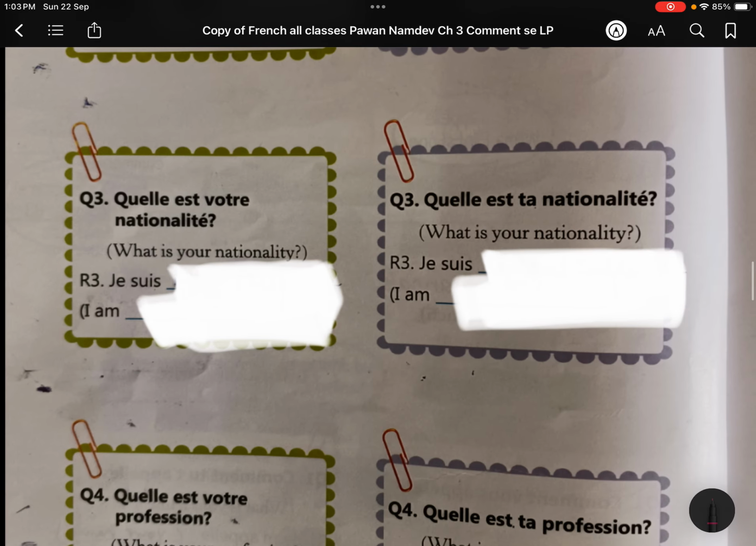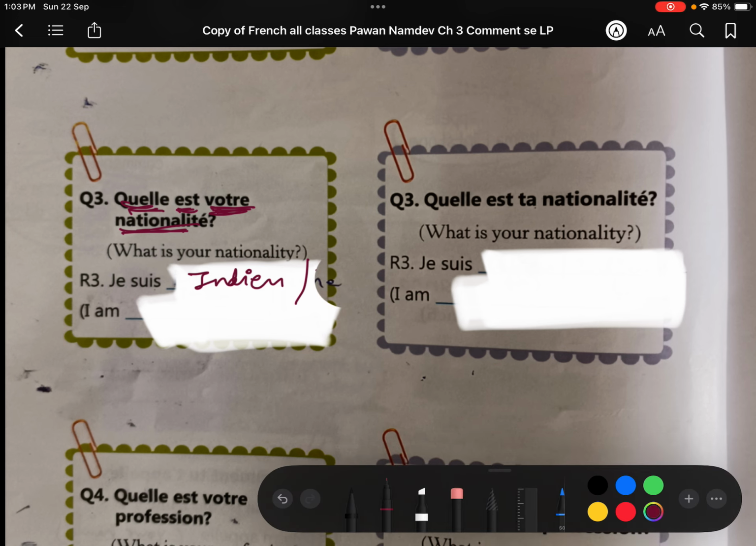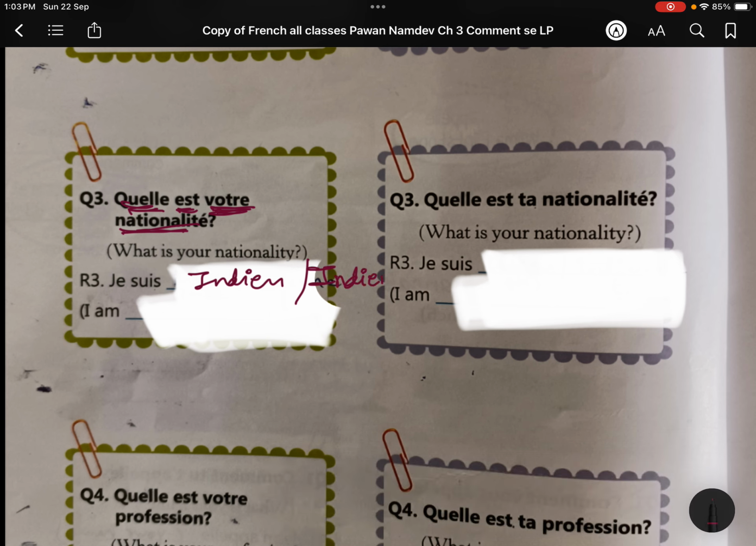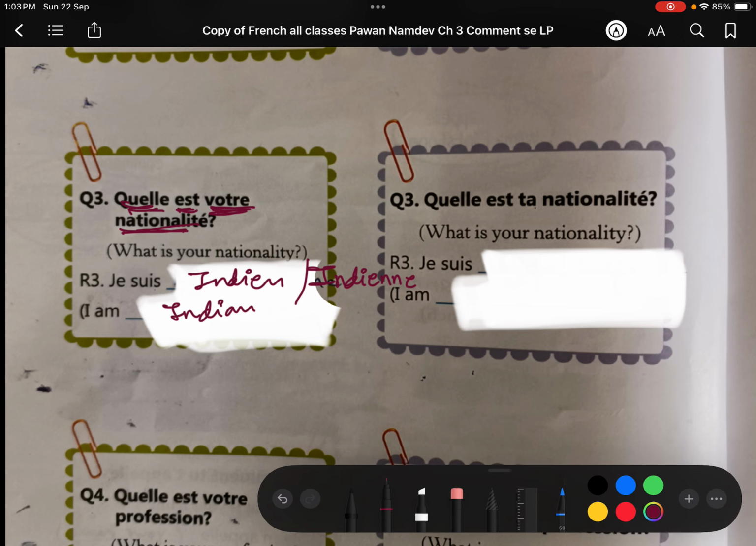Right. Quelle est votre nationalité? Which is your nationality? Which is your nationality? Je suis indien. I am a boy here. That's why n is there. For feminine ones, spelling is indienne, double n, e. Double n, e. Clear? Indienne. Indian. Clear? I am Indian. In English, we are not having masculine or feminine adjectives. We are having the same adjective, Indian only.